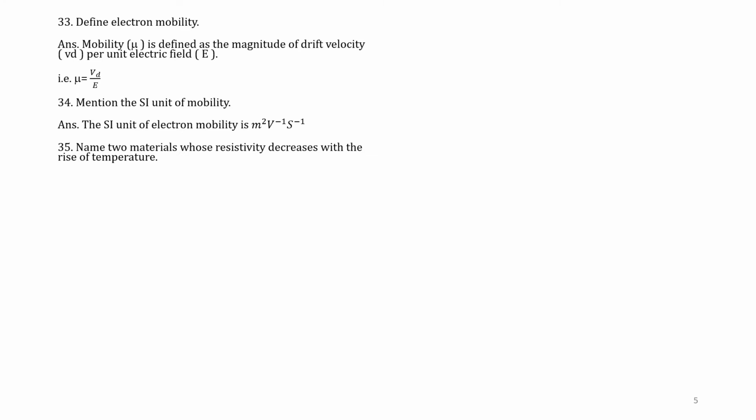Question number 35. Name two materials whose resistivity decreases with rise in temperature. Germanium and silicon. We will study in chapter 14 about the semiconductors. So in case of semiconductors, the resistivity decreases with the rise in temperature.